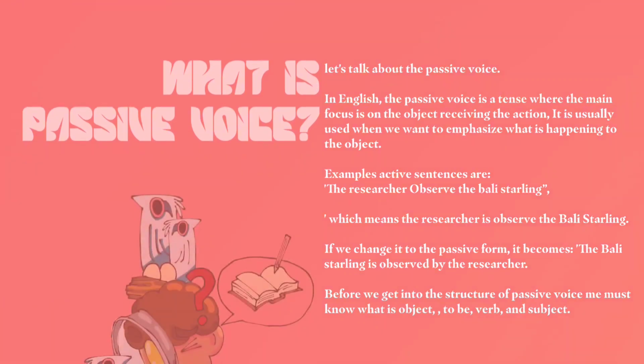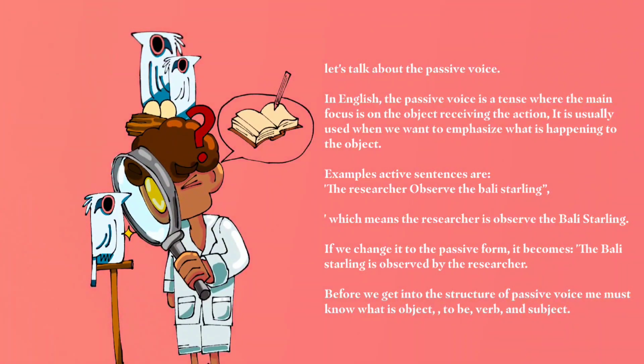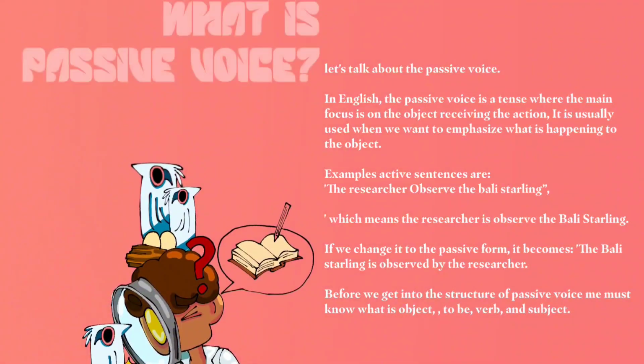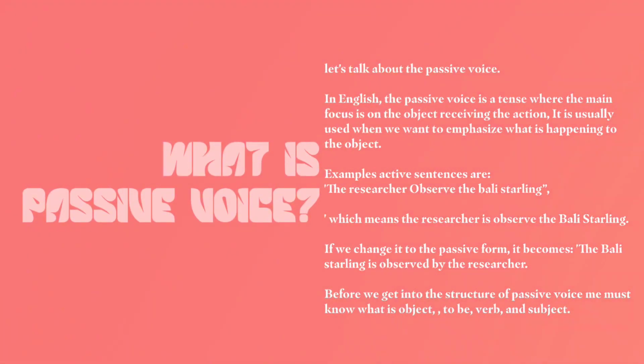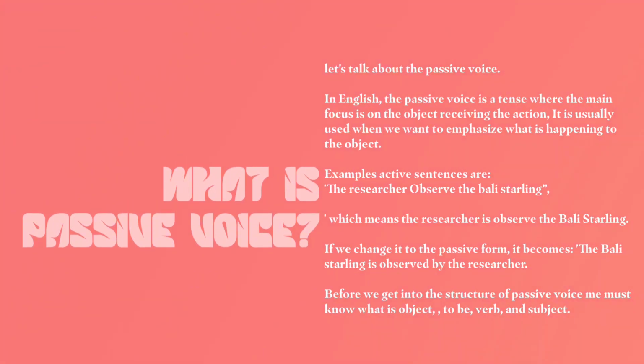An example of an active sentence is: the researcher observed the ball is stalling, which means the researcher is observing the ball is stalling. If we change it to the passive voice, it becomes: the ball is stalling is observed by the researcher. Before we get into the structure of passive voice, we must know what object, to be, and subject are.